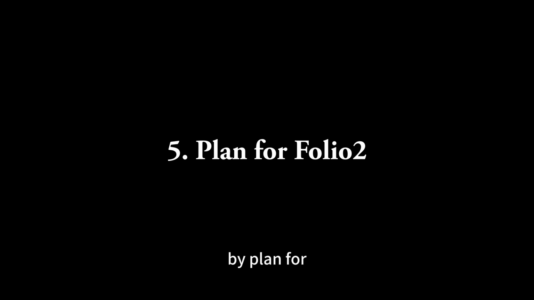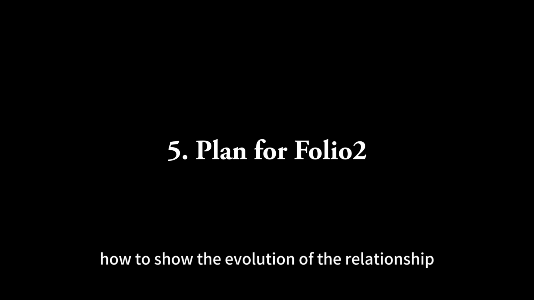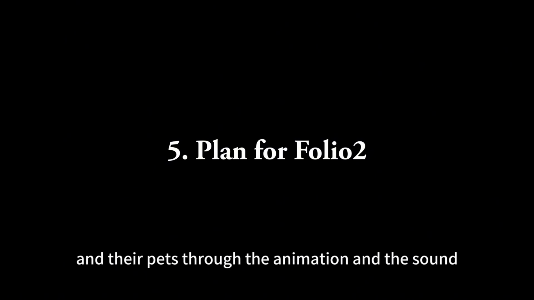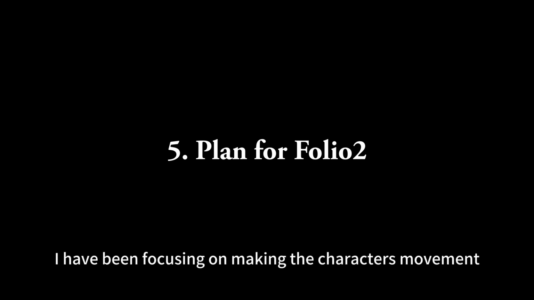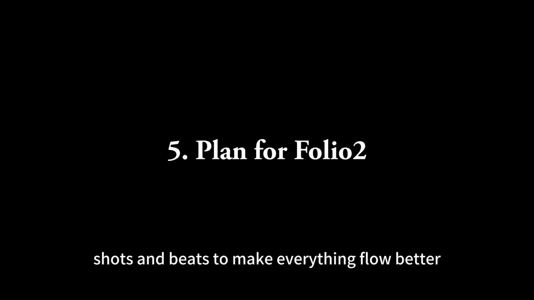5. Plan for Folio 2. In Folio 2, we will keep refining our storytelling techniques to complete a full animated short film. And we will be figuring out how to show the evolution of the relationship between the people and their pets through the animation and the sound. Personally, I've been focusing on making the characters' movements more seamless. I will use the experience from folio 1 and work with Luna carefully, tweaking our animation actions, shots, and beats to make everything flow better.